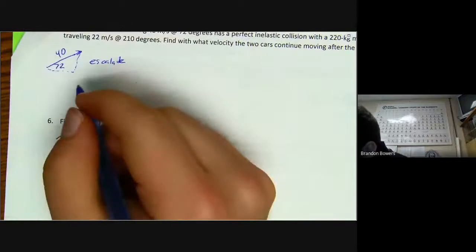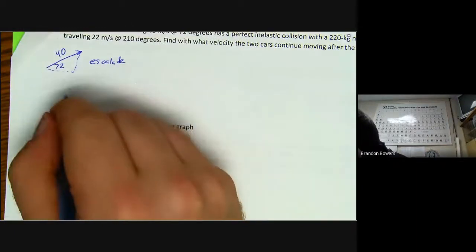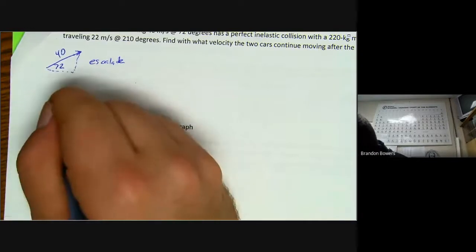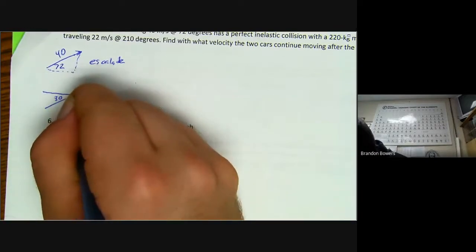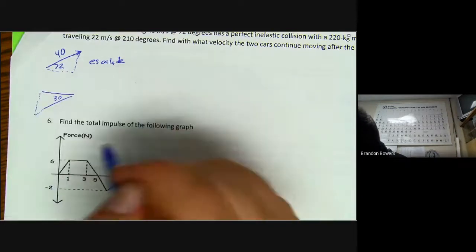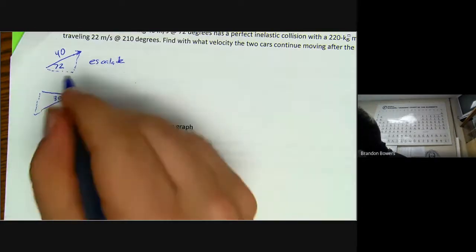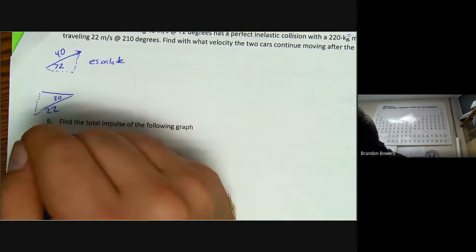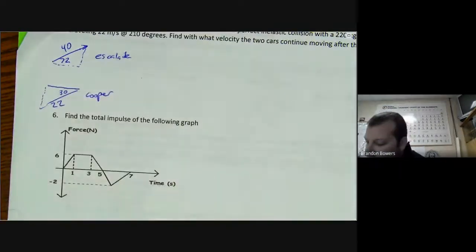So this is the Escalade. And 210, well, that'd be 90, 180. So 210 would actually be a 30-degree angle down here. And they were traveling at a speed of 22 meters per second. And that was the Mini Cooper. Okay, that's the Mini Cooper. So once you set that up, you will be able to find the X and Y components.